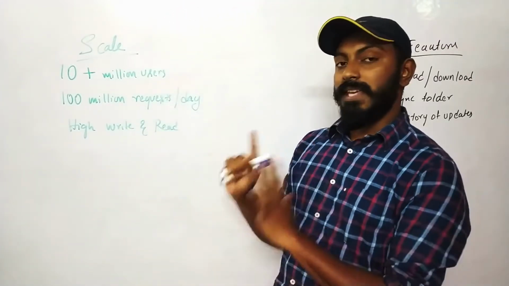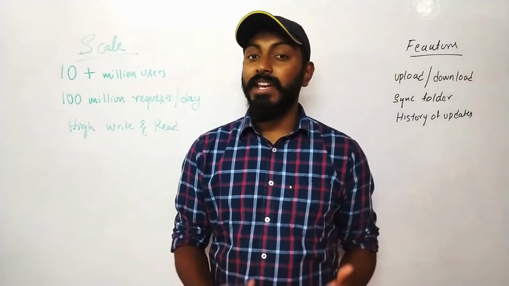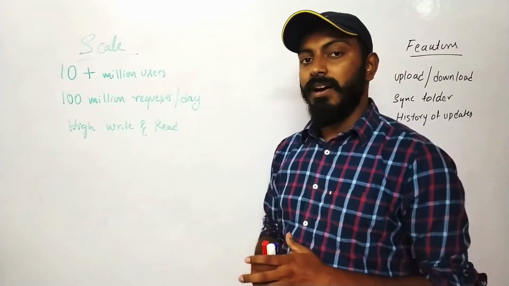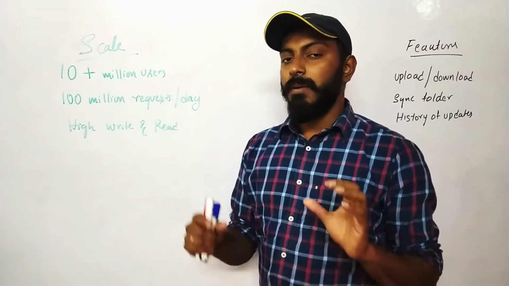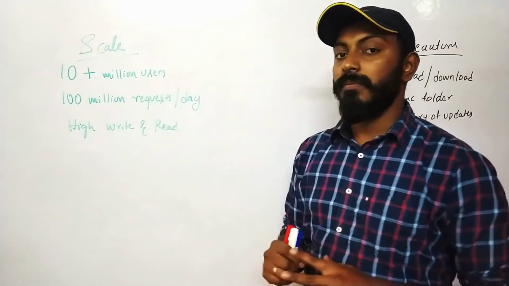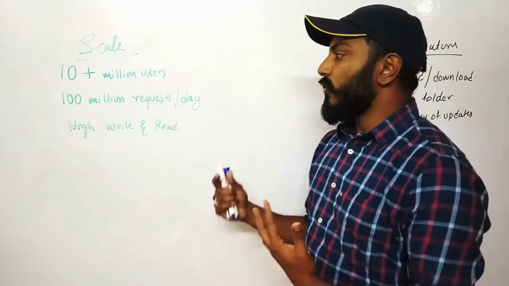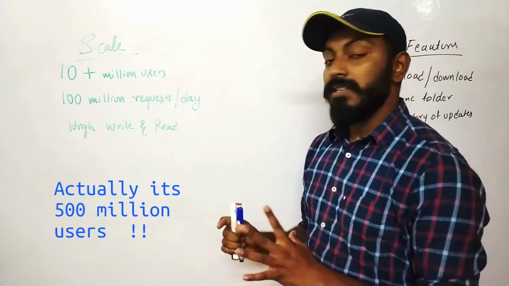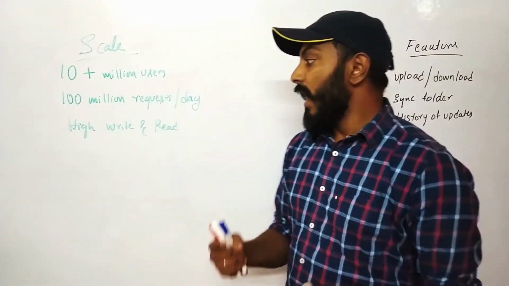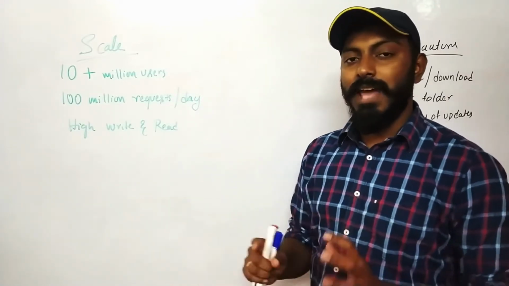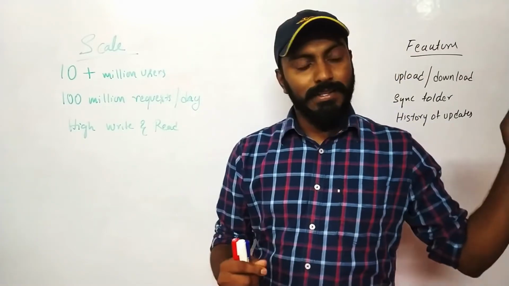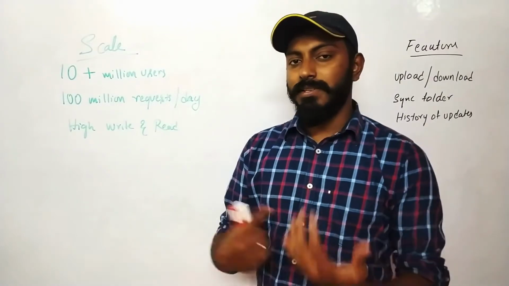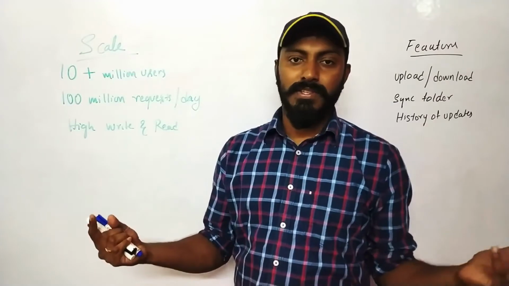Now let's talk about the scale of the service which we are planning to design today. I actually don't know the Google Drive number of users. It could be enormous, but I'm going to take the numbers which I got from Dropbox. So far they have about 10 plus million unique users, and about 100 million requests happening per day, with a lot of writes and reads happening to their system. Writes include updates and new file uploads, and reads are downloading or just viewing the file using their services.